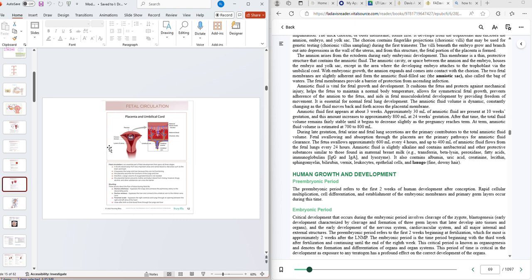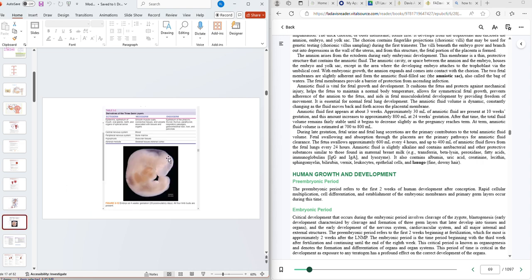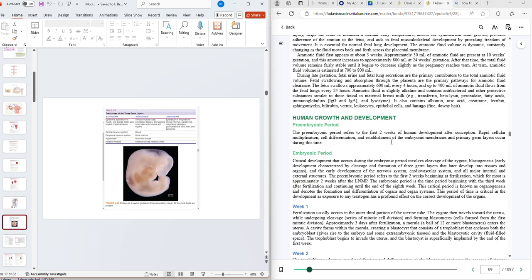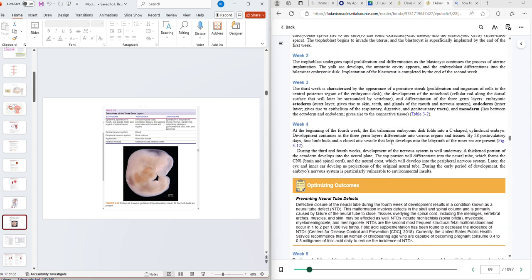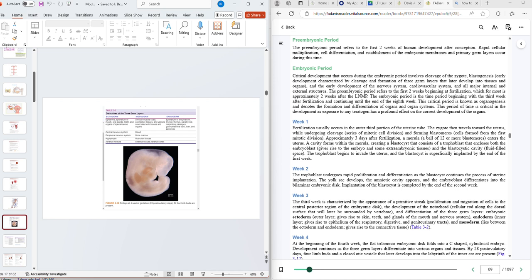This is just a picture of the placenta and umbilical cord, not unlike this was in your book, and this one is in your book. Okay, so let's look at page 70. So page 70 is talking about the embryonic period. Okay, so wink and lollipop.